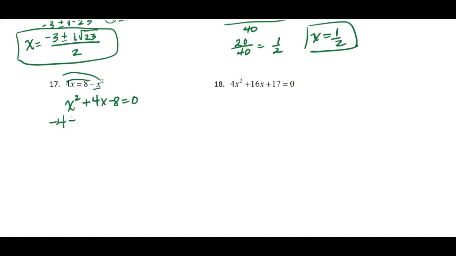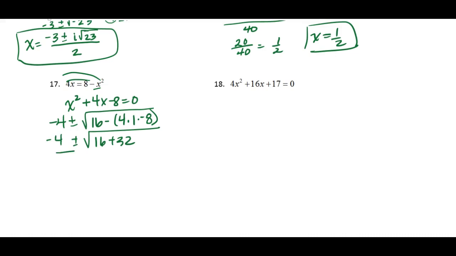So negative 4 plus or minus b squared, which is 16, minus 4 times a times c. This is 16 plus 32, all over 2a, which was just 2. All right, so negative 4 plus or minus, that's 48 over 2. All right, so let's simplify square root of 48.